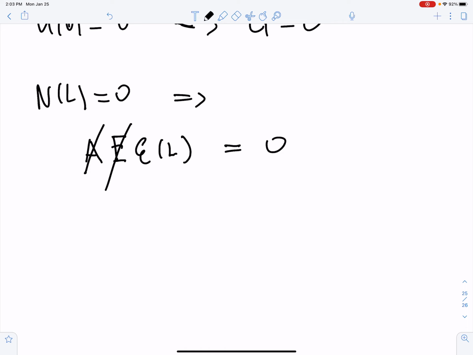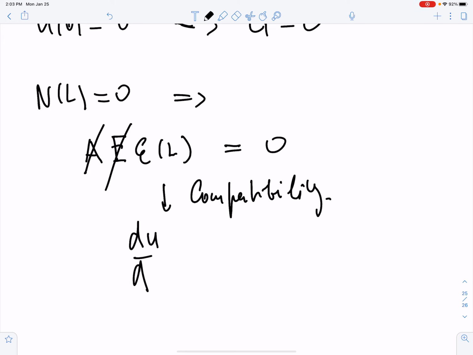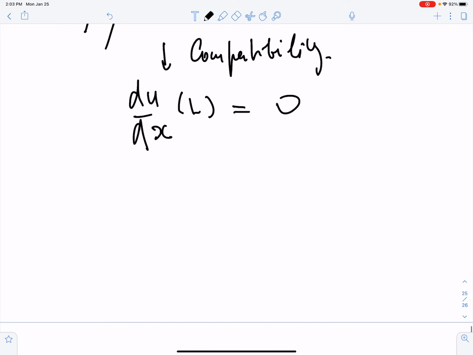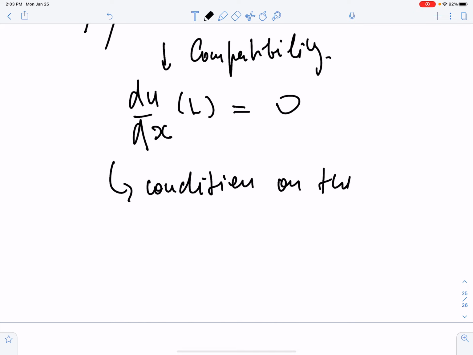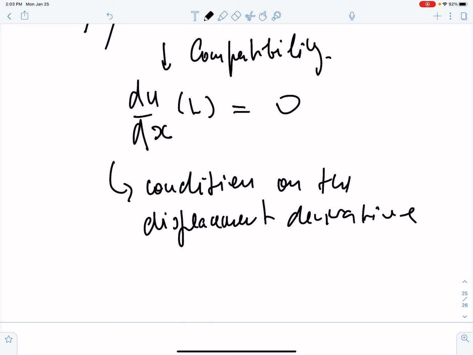And then I use the compatibility relationship that says epsilon is du dx. Epsilon at L equals 0, the implication is du dx at L equals 0. And so a force boundary condition ends up being a condition on the slope, a condition on the displacement derivative. So this is how the two are connected.